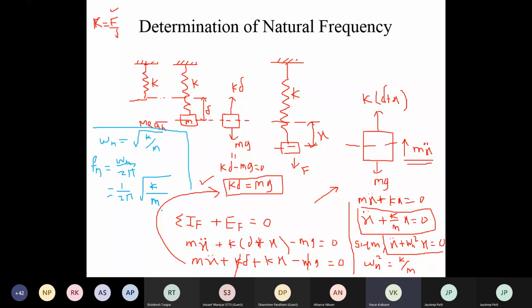Sir, Neeraj? Fn means frequency of that vibrating body, number of cycles per unit time. Okay, all of you note down this. Write down.